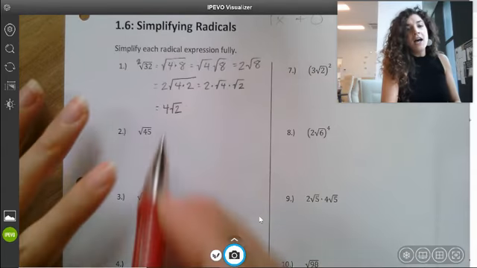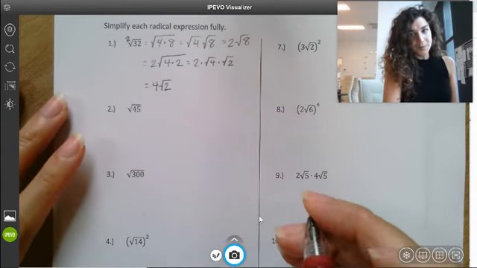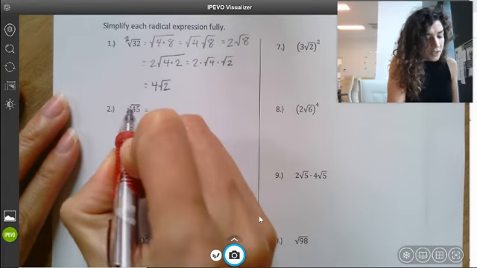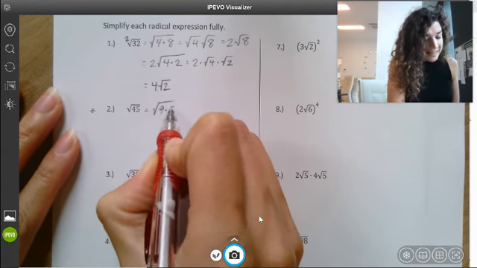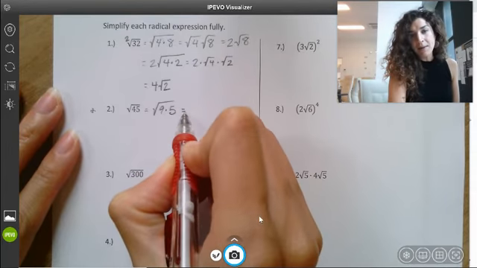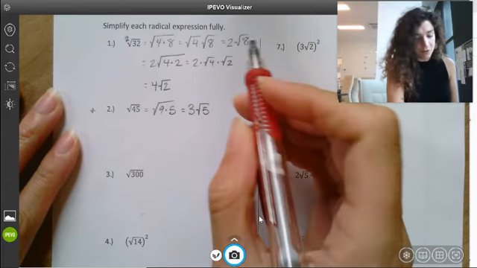All right. I would like for you to try to simplify the square root of 45 on your own. Notice that 45 has a perfect square. The perfect square is 9. 9 will come out to become 3, and we're left with the square root of 5.